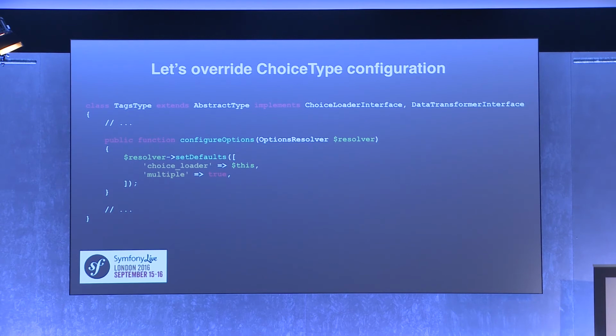Then we just need to override the choice type configuration by setting the choice order. It's just our entity which implements the interface, and multiple to true, because multiple to true in the choice type will define which transformer to call. It can be choice to value transformer or choices to values transformer, and in that case we want choices, an array, converted to some tags.